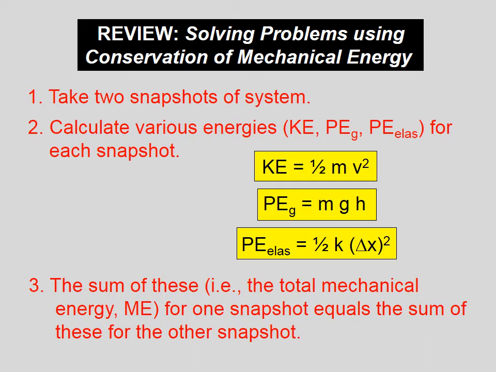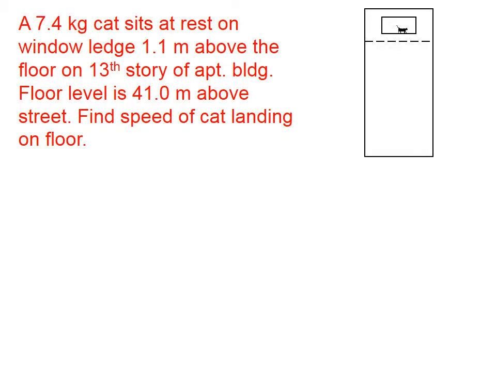And here are the equations that I would recommend you memorize. And 3. The sum of these, that is the total mechanical energy for one snapshot, equals the sum of these for the other snapshot. So let's use this conservation of energy procedure to solve this problem. Actually, we're going to do this problem twice in this lesson. First with variables, and then secondly just putting the numbers in.